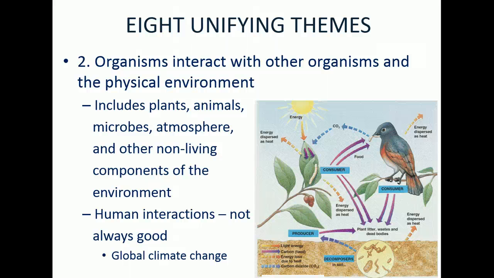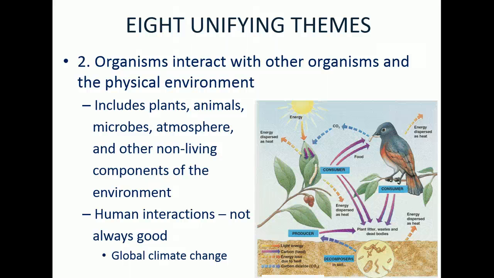Okay, our second unifying theme is that organisms interact with other organisms and with the physical environment. Okay, so we see that definitely organisms are going to interact, whether it's in feeding relationships or competitive relationships. Sometimes we see predator-prey relationships, and we'll discuss a lot of those types of interactions that we see between species a little bit later on. Within a species, we also sometimes see competition. We see that there are mating relationships that occur as well.